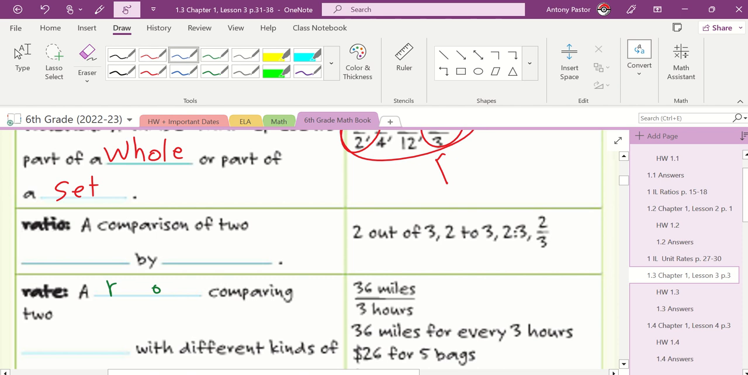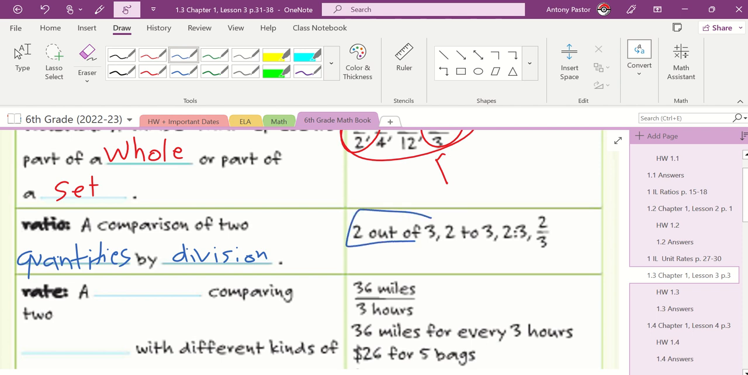A ratio. I don't know why some letters showed up there. A ratio is a comparison of two quantities by division. So, saying 2 out of 3, 2 to 3, or 2:3. Remember, we talked about the 3 different ways of writing ratios.